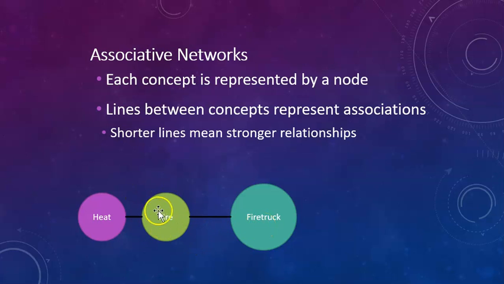Because you never really have fire without heat, so they have a stronger relationship than, say, a fire truck and a fire. Because sometimes a fire truck goes out, not for a fire, but maybe it's for a parade or to get a kitten out of a tree, right? So you can see why it has a less strong relationship.